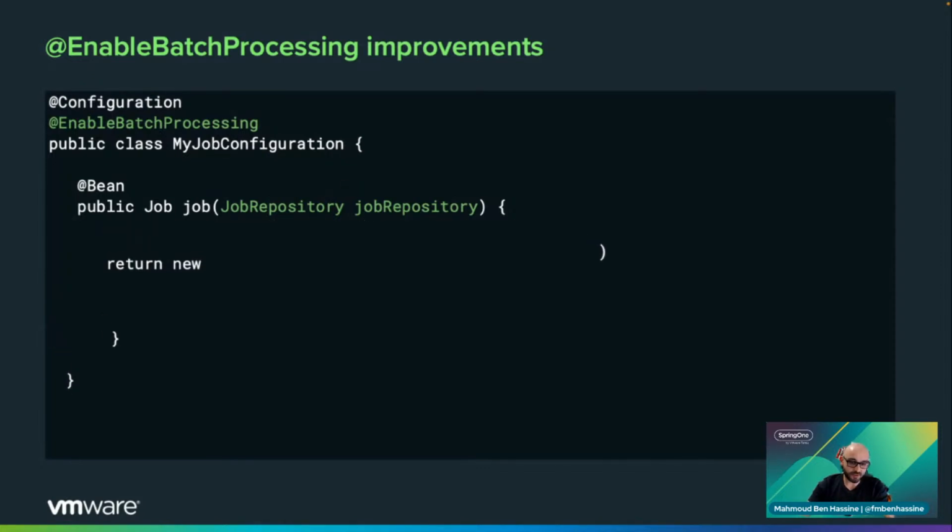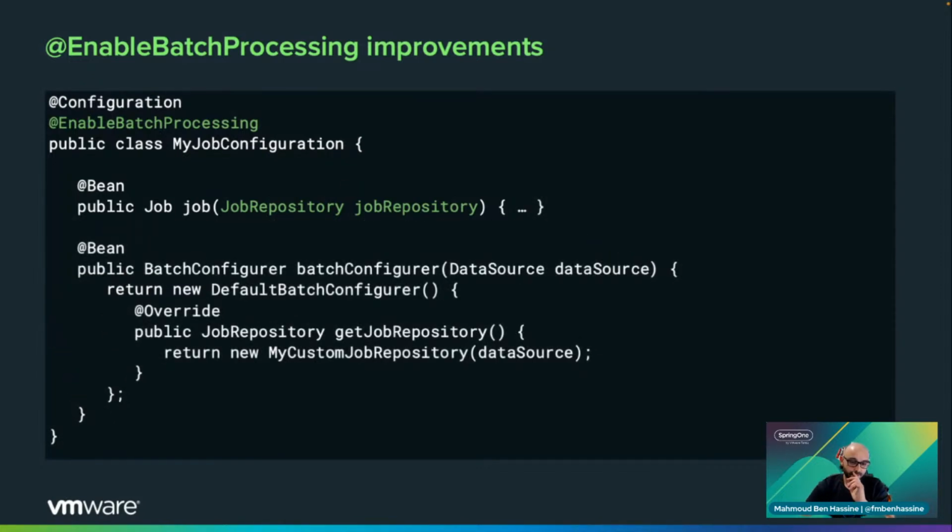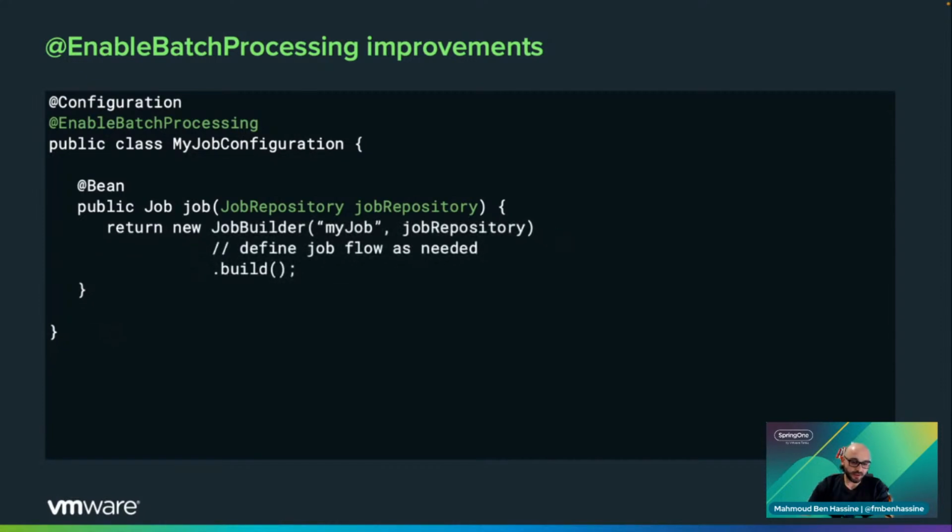And for example, here, I have the job repository, which is auto-wired from the application context, and I can use it to create my job, for example. So nothing new here. This is the same way of working. What we have changed in Spring Batch 5 is the way we customize this annotation.